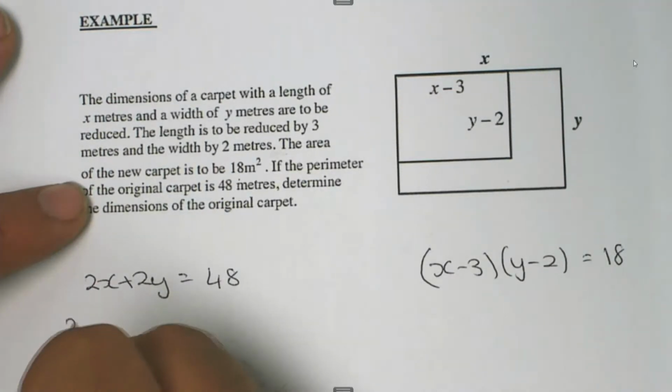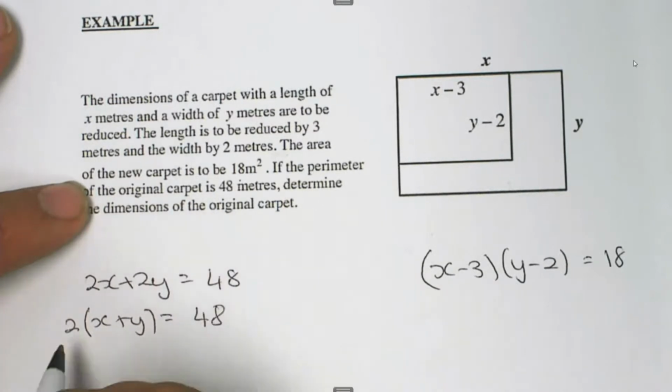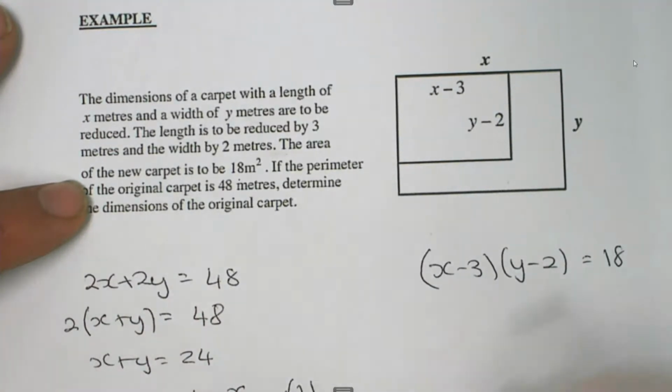I'm going to take out 2 here. I'm going to get x plus y is equal to 48. Divide both sides by 2. x plus y is equal to 24. y is equal to 24 minus x, equation 1. And this here remains equation 2.